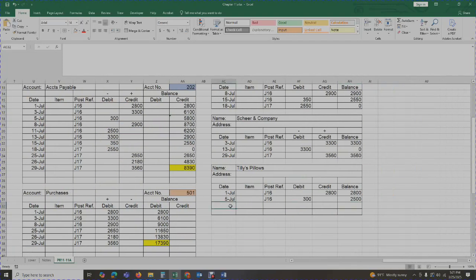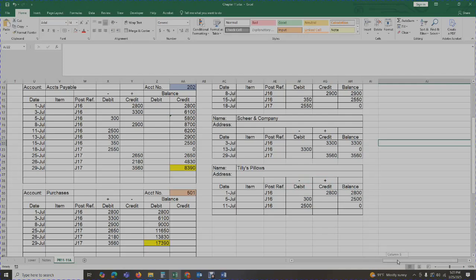Okay, so on the 11th, this is journal 16th. Put it in the wrong cell, J16. I have a debit of 2,500. Okay, so 2,500 minus 2,500. At this point, I don't owe any money to Tilly's. Remember, the debit gets subtracted, the credit gets added. These are liability accounts. Okay, so at that point, I don't owe any money to Tilly's.